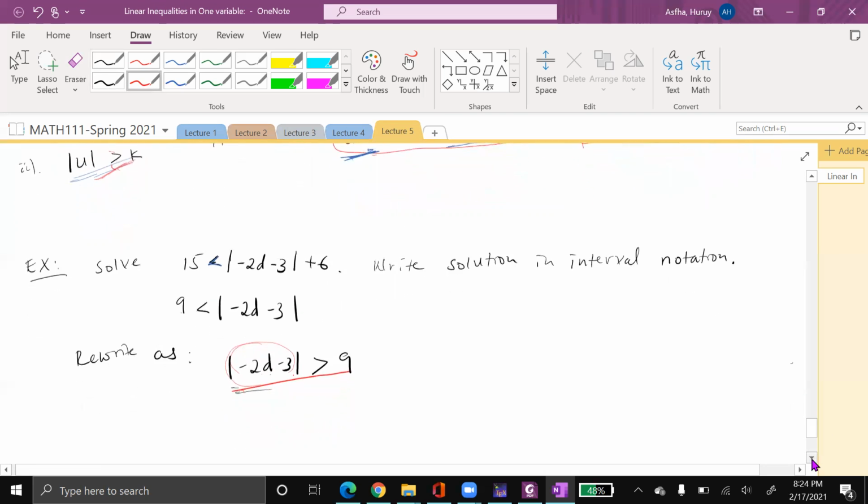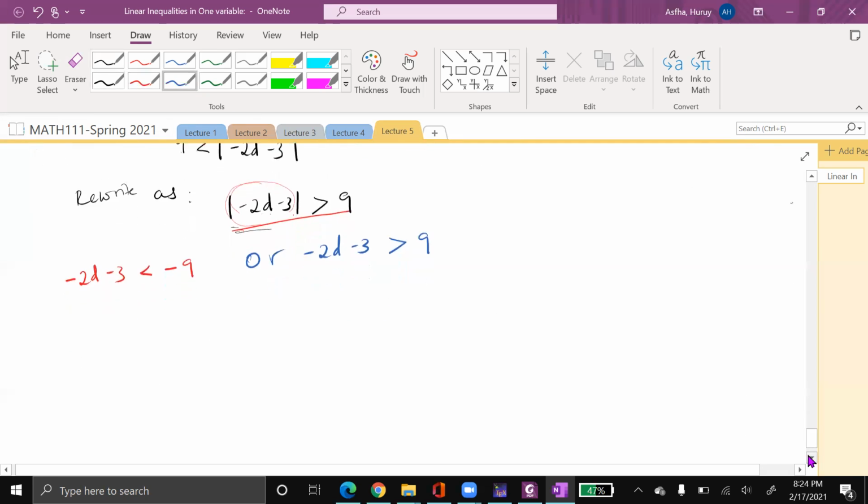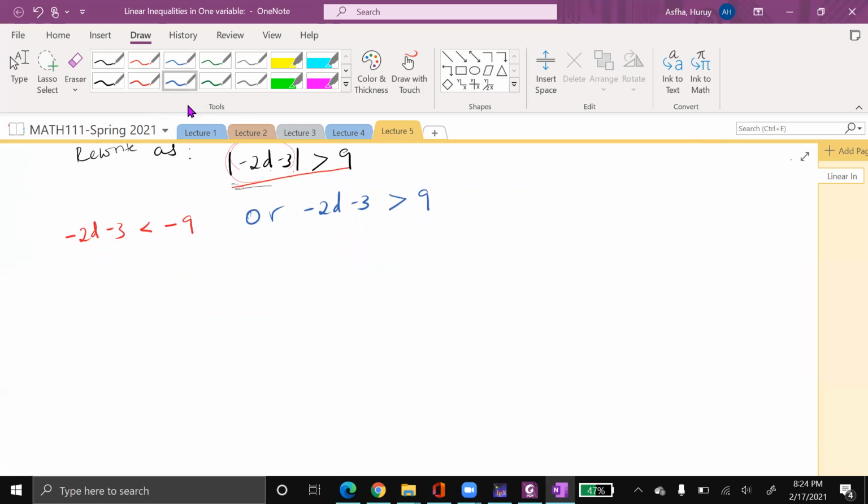We will break it down. Therefore, this means negative 2d minus 3 is less than negative 9. I put negative here. Or, we have or, not and. Negative 2d minus 3 is greater than 9 as it is. Okay? And we just solve this one because it's the same now. We get rid of the absolute value and we solve this one.